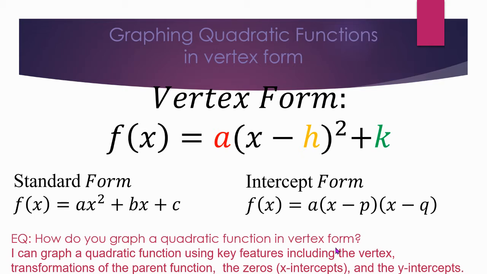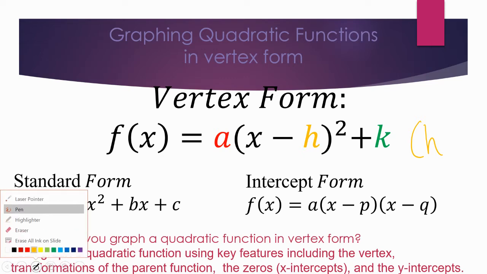So why is it called vertex form? Because if you look at the actual equation, it tells you the vertex. So your h is the x-coordinate of the vertex, and your k is the y-coordinate.